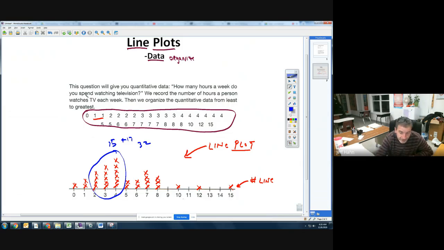So again, line plots are just a way for you to organize data, and then you can see what that data represents, what it means, different ways to read it. The book will maybe ask you questions about that sort of thing. So that is pretty much the whole thing on line plots.